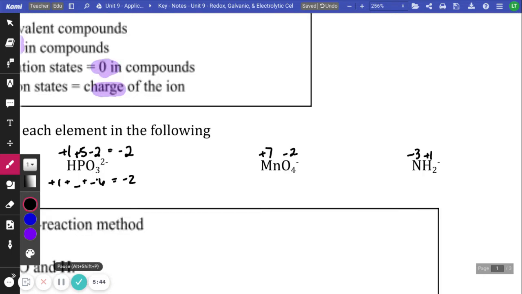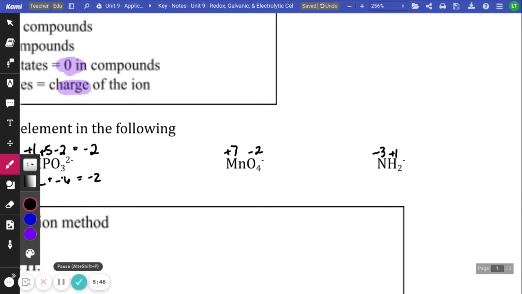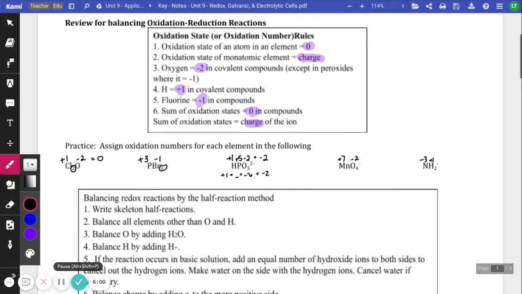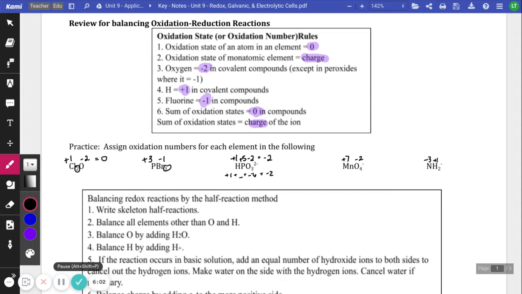Okay, so for the last two, I got that manganese would be a +7, oxygen would be a -2, and then nitrogen would be -3, and hydrogen would be +1. Okay, I know that was a really quick review, but we did learn this already this year. So again, if you're like, what the heck just happened? Maybe go watch that video from Unit 4 just to kind of check yourself out.